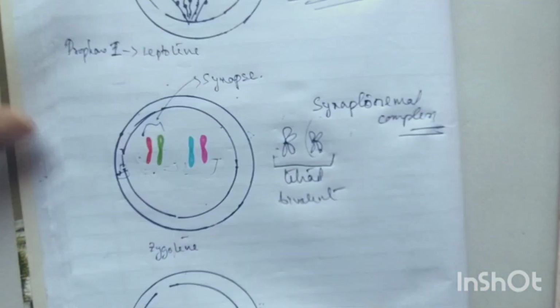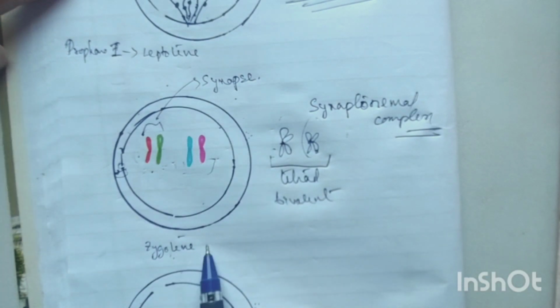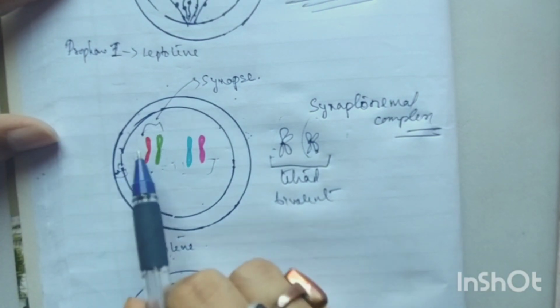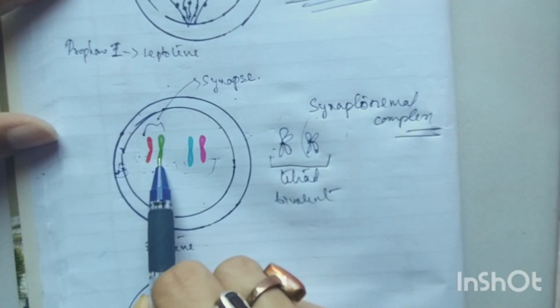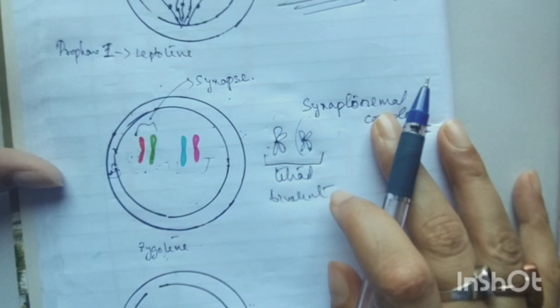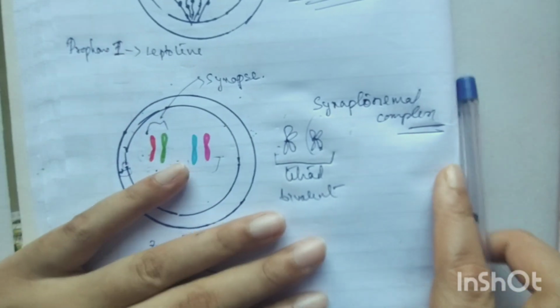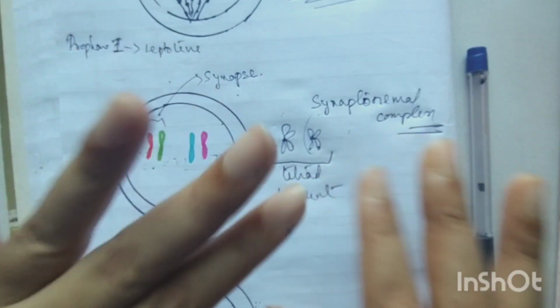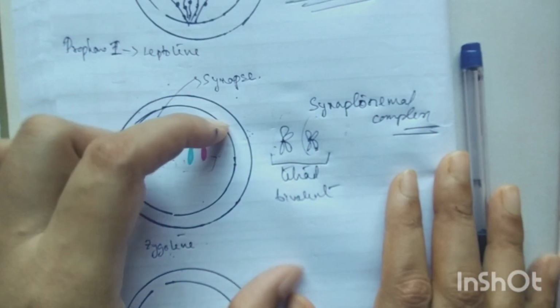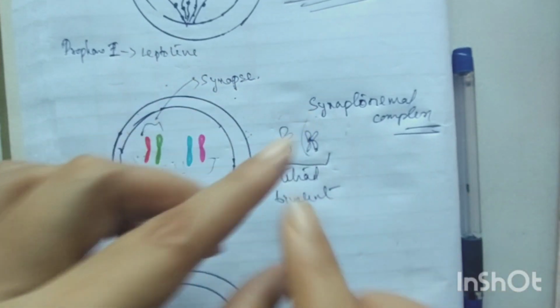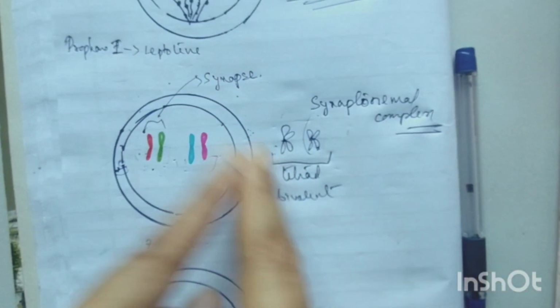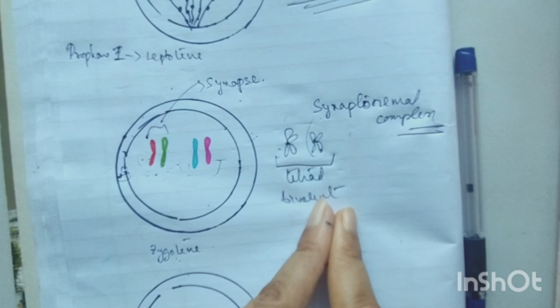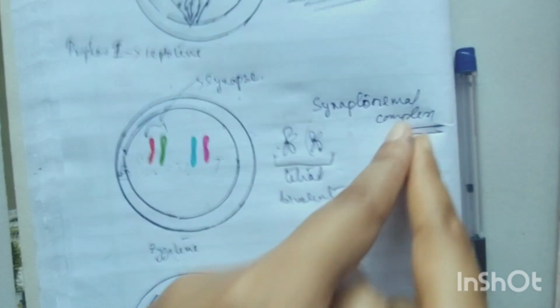Now as the cell enters into the zygotene stage of prophase 1, the pairing of the homologous chromosomes will take place. So what are homologous chromosomes? We know that in human beings there are 46 chromosomes, or we also say 23 pairs of chromosomes. Why do we say 23 pairs? This is because one set of 23 chromosomes we get from the mother, and the other 23 chromosomes we get from the father.